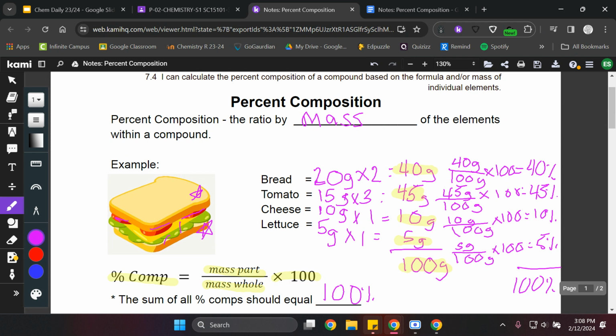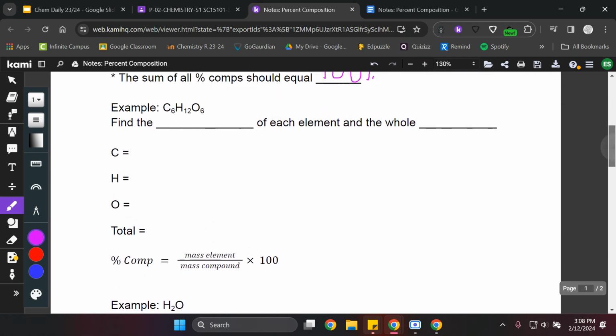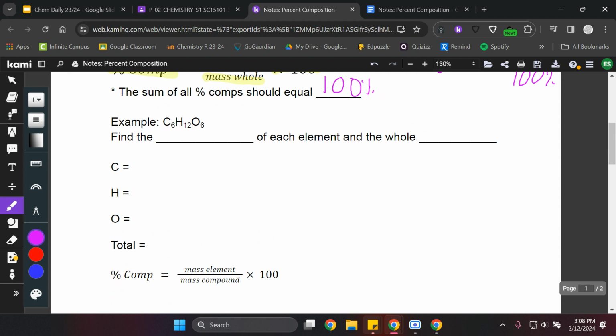Let's look at what this looks like for compounds. So here's an example. I have C6H12O6, which in case you didn't know, that's glucose. It's a type of sugar. What we're going to do is find the mass of each element and the whole compound, very similar to what we just did with the sandwich. So I'm going to look for the mass of each individual element.